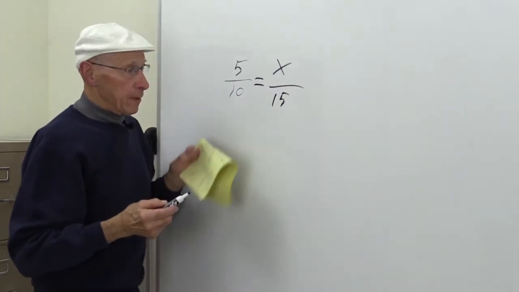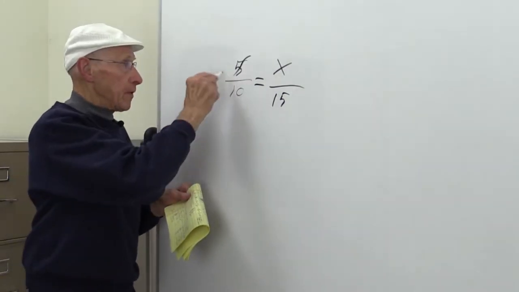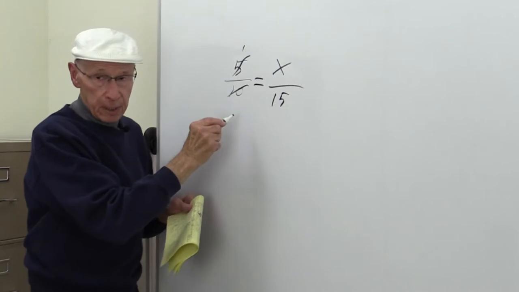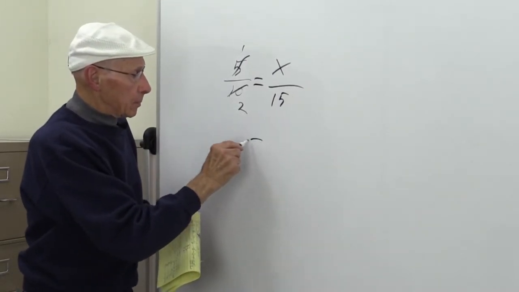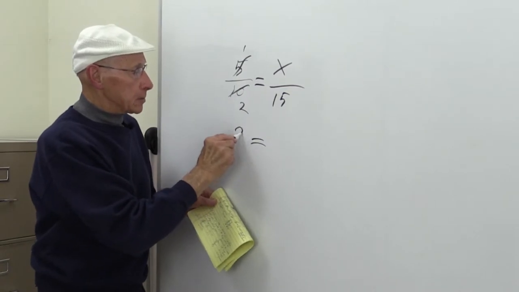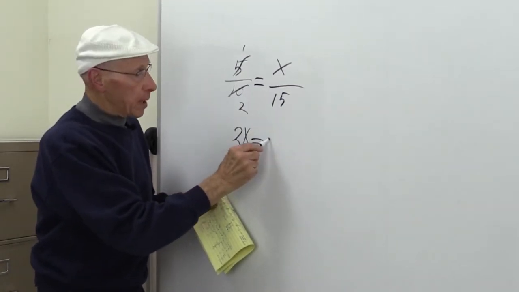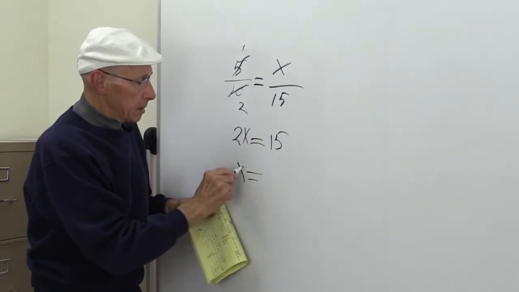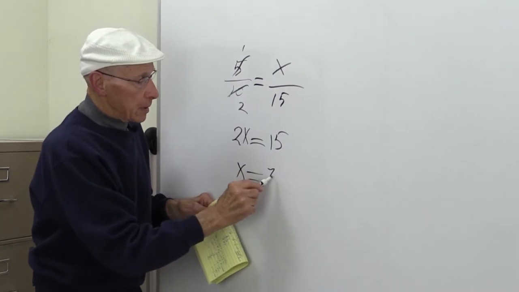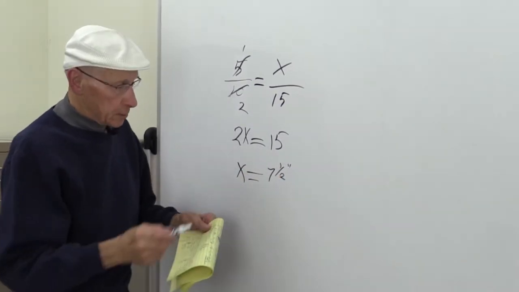So if we simplify this equation, again, this is a ratio and proportion. 5 goes into 5 once, 5 goes into 10 twice. So what we have here is 2x, cross multiplying to 15, solving for x is equal to 7.5 inches. So that's your answer.